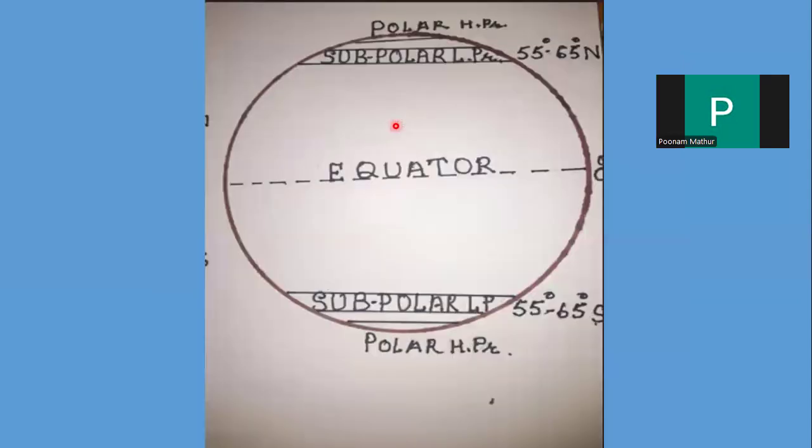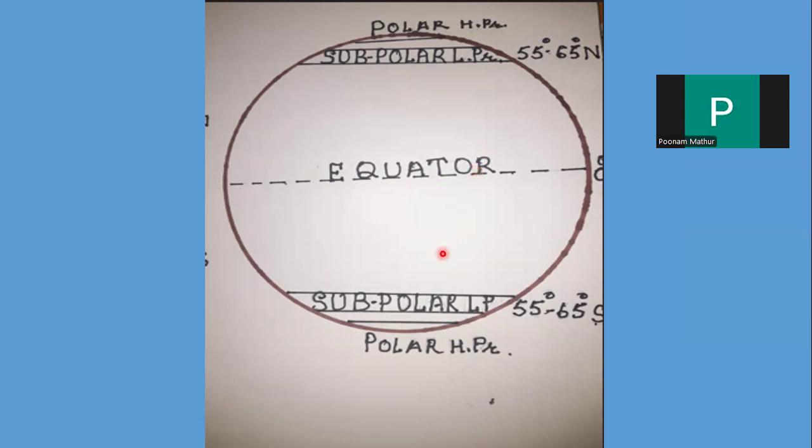After this, the subpolar low pressure belt at 55° to 65° north and south of the equator. Equatorial low pressure belt, then subtropical high pressure belt, and then the subpolar low pressure belt. It lies between 55 to 65 degrees north and south of the equator.